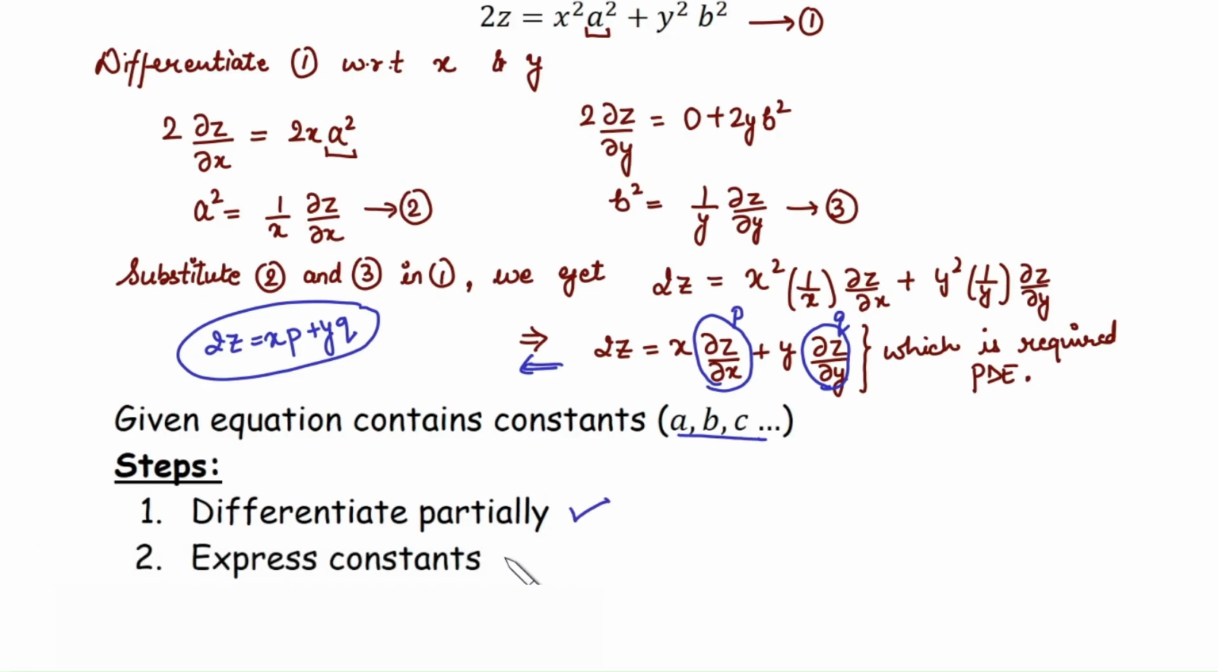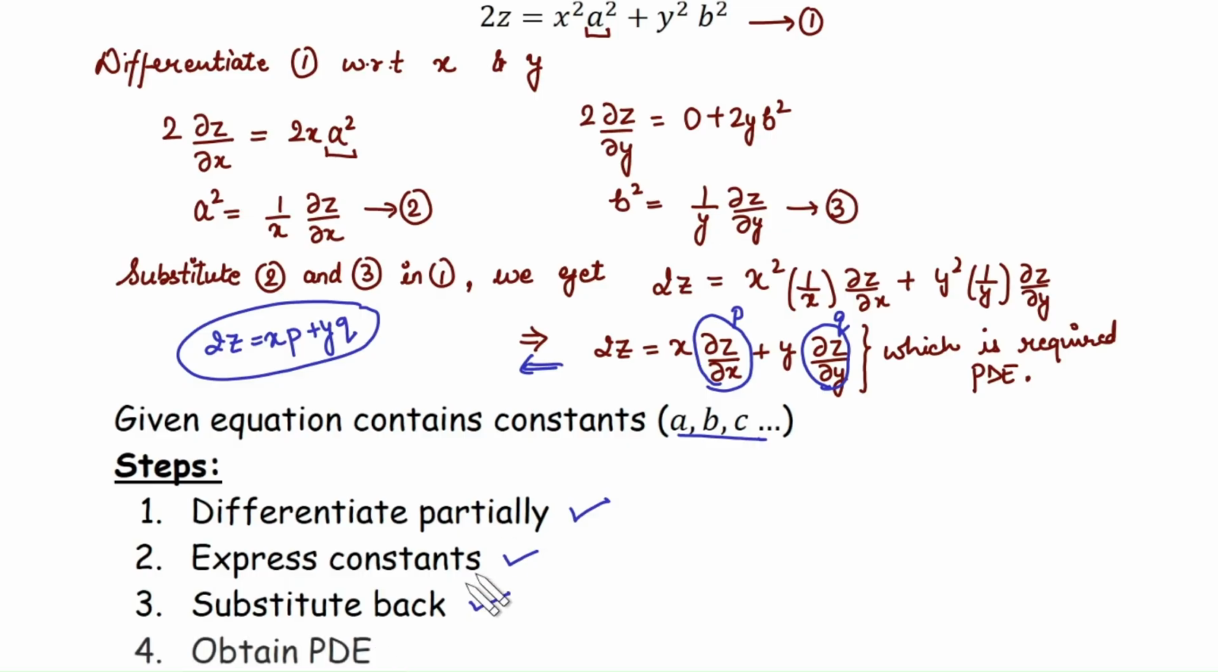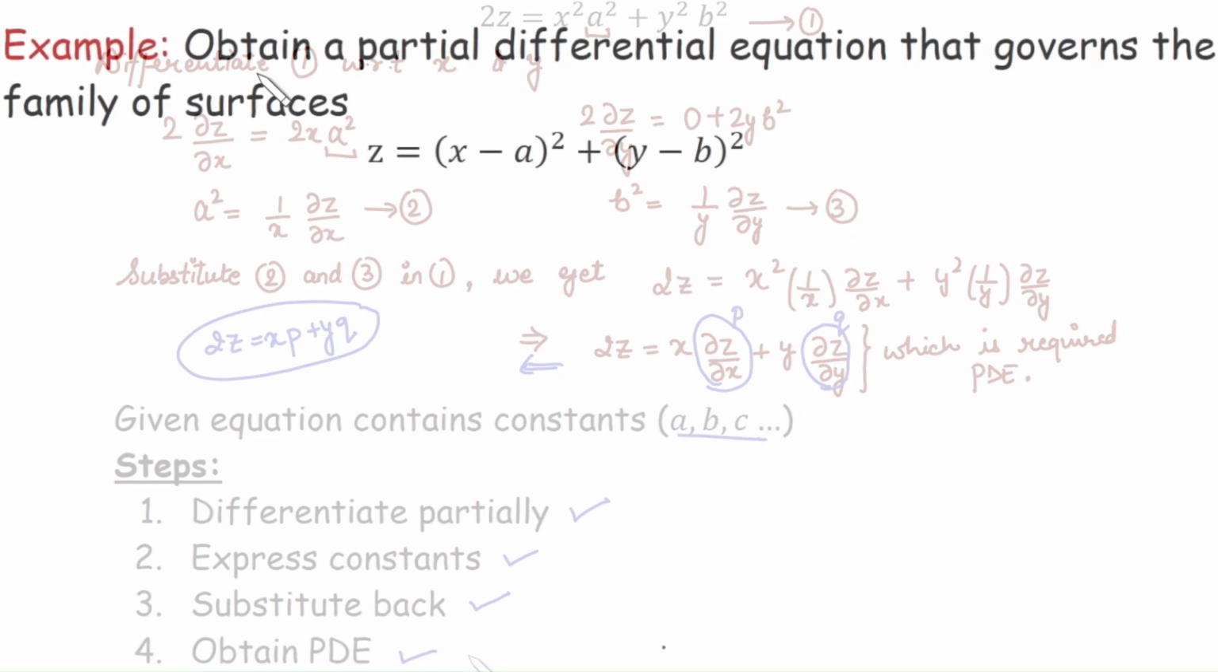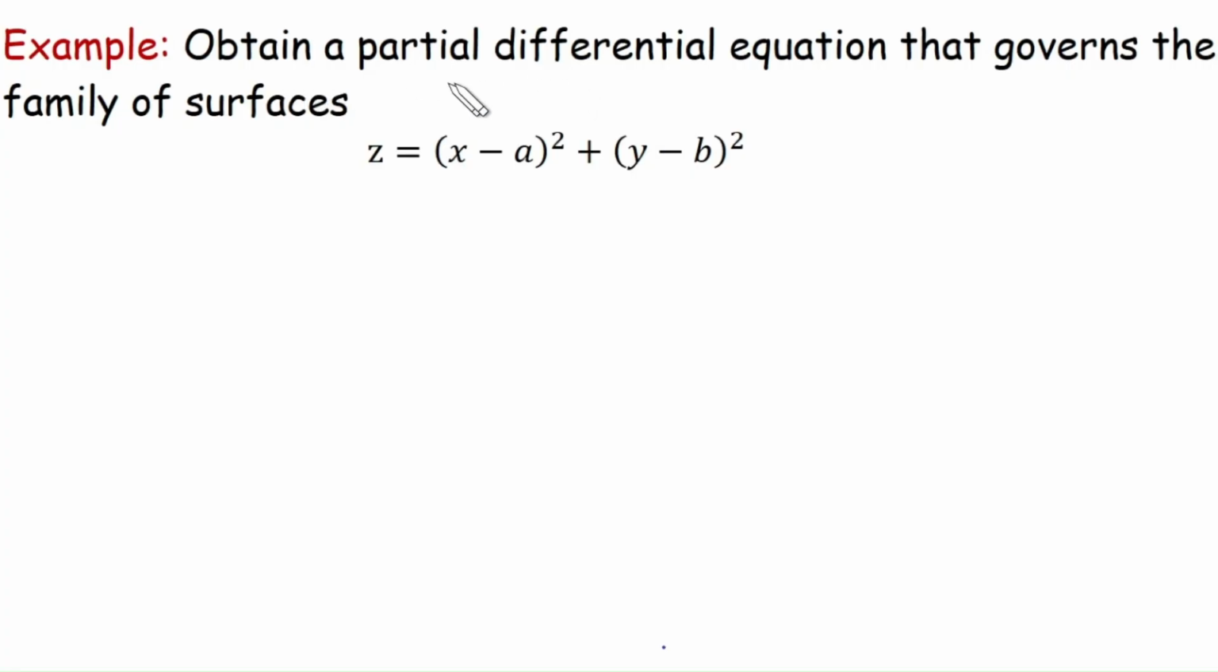Express the values of the constant. Once we have the constant value, we can substitute back into the equation, and that will result in the required partial differential equation. Considering another example, here we need to form again a partial differential equation that governs the family of the surface. So the point is, again we need to eliminate the arbitrary constants, and here the arbitrary constants are a and b.